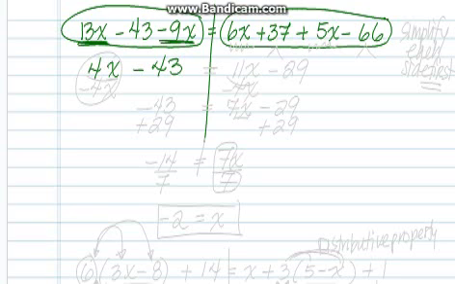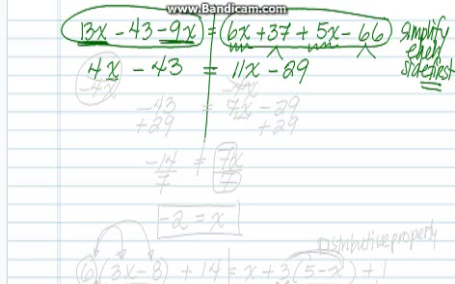So that's as simplified as we can get because we have an x here. On the right side, we have 6x that can combine with 5x to get us 11x. We also have 37 and negative 66, which will get us negative 29. So we want to make sure that you simplify each side first. Then you can try and put all your x's on one side.